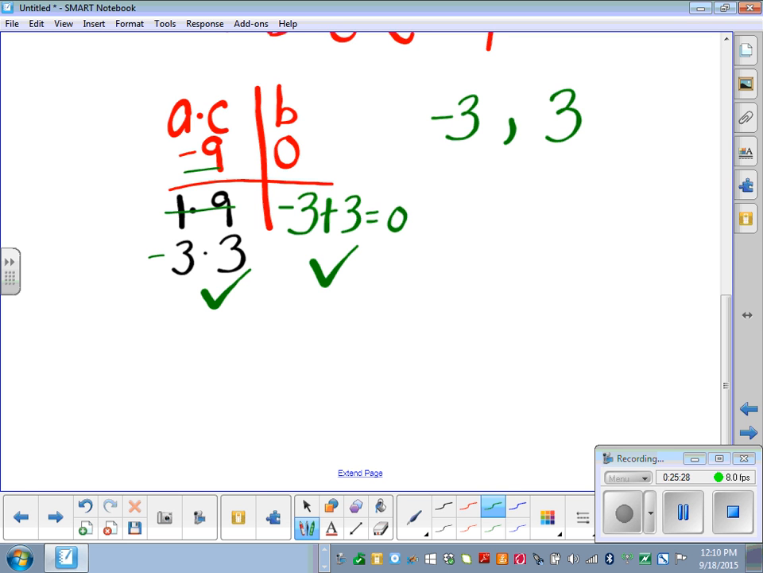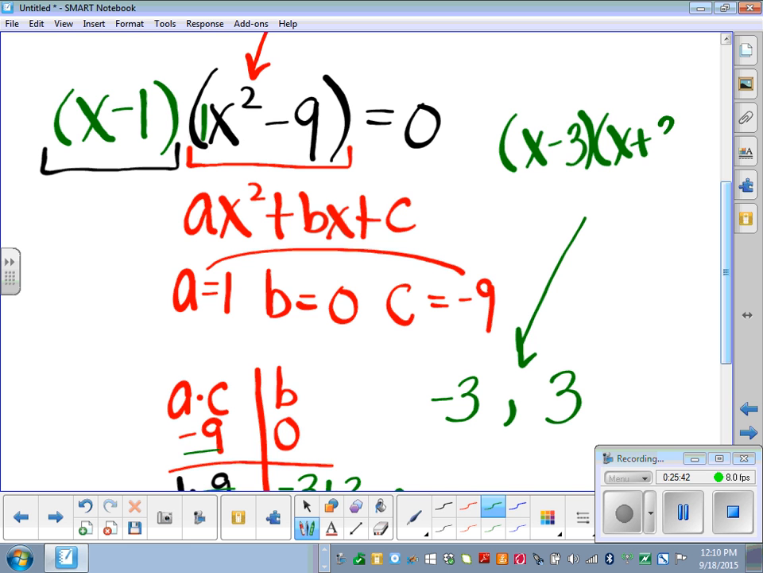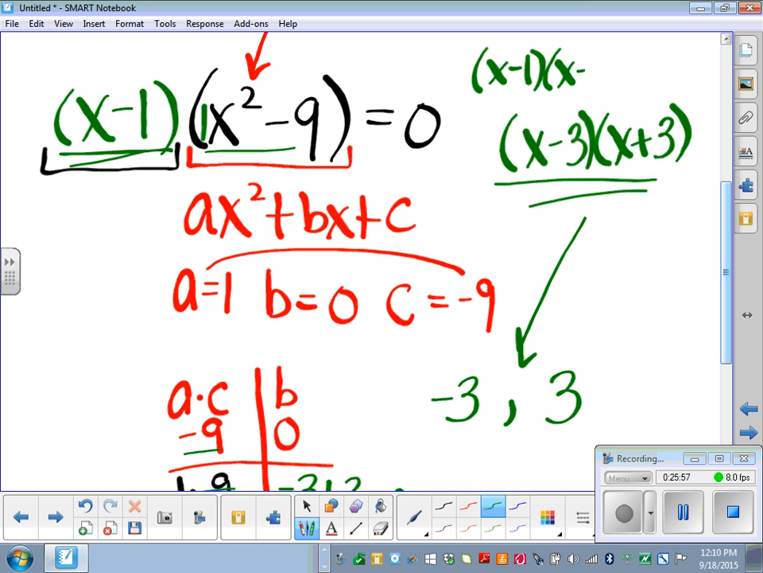Now we can quick factor this one. Look back right up here with me. We can quick factor this one because it was a 1 in front of x squared. So it's going to factor to be x minus 3 times x plus 3. Now this piece just became that, but don't forget about this as well. So I'm going to write up here so I can stay on the same page. So we have x minus 1, and we also have x minus 3 times x plus 3.